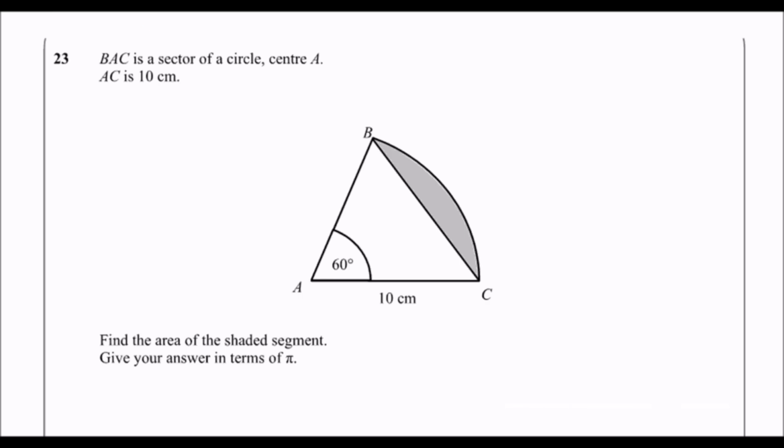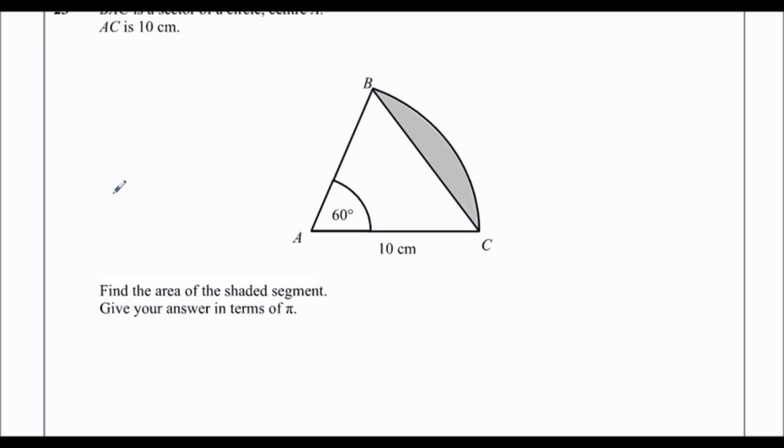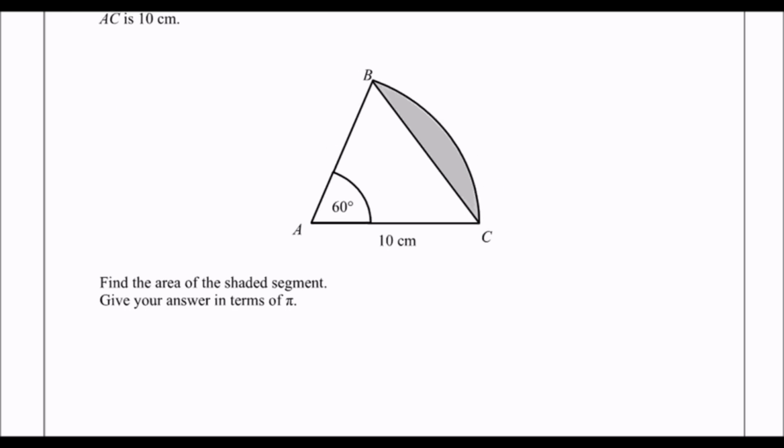Question 23. BAC is a sector of a circle, center A. AC is 10 centimeters. Find the area of the shaded segment. Give your answer in terms of pi. So we've got a sector of a circle and a triangle here. A sector of a circle and a triangle. So to work out the shaded area, it's the area of the sector, take away the area of the triangle.